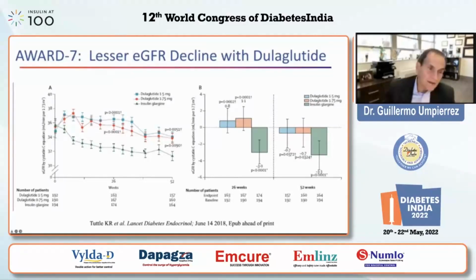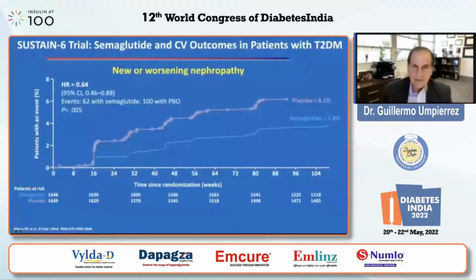By improving glycemic control, you may prevent complications, but in the short term, like in this study of 52 weeks, you see that the GFR continues to decrease compared to dulaglutide at low and high dose, where the slope of the decrease is much less. And insulin doesn't change albuminuria. Of course, dulaglutide has a beneficial effect. That was dula. What about semaglutide?